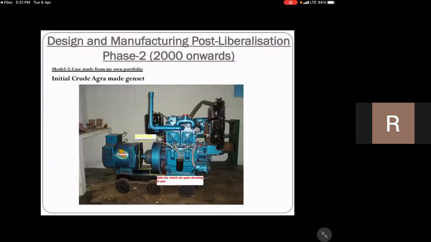This is the initial crude Agra genset, which we sourced from Agra. You can see that it's a normal diesel twin cylinder generator with an alternator. It's mounted on a platform.